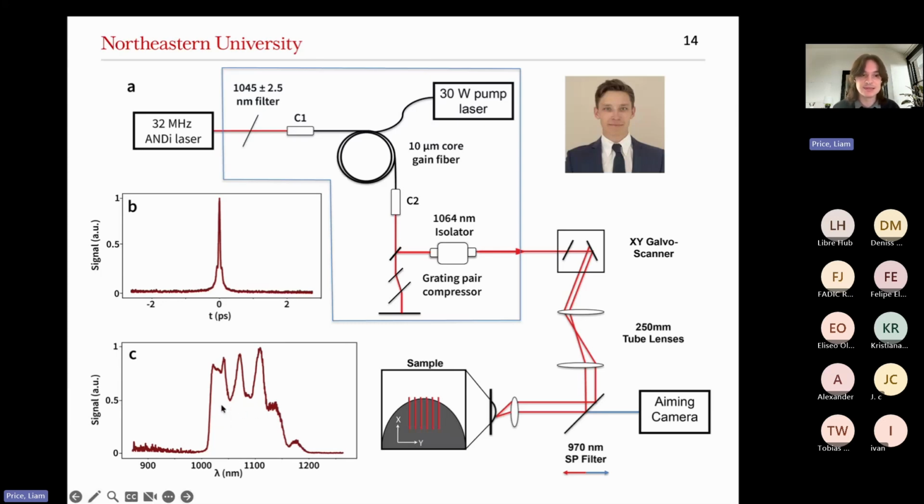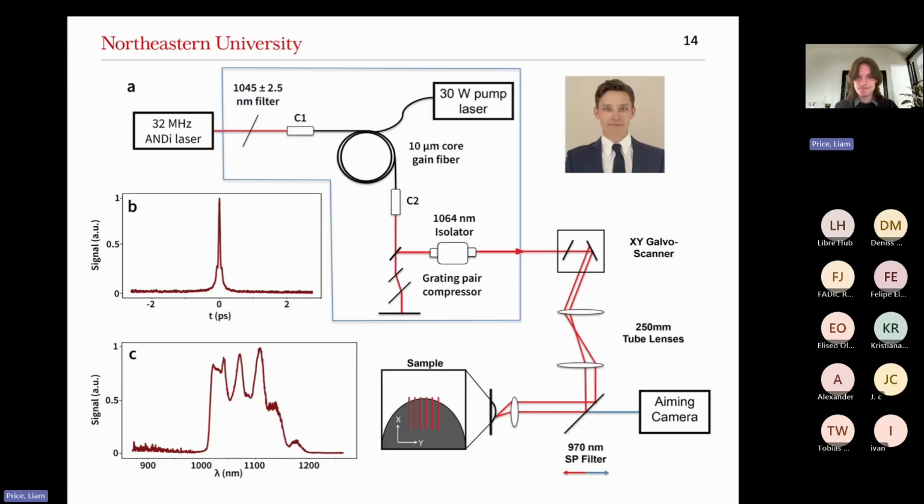So we get these pulses that are approximately 150 nanometers in bandwidth. And after compression, we are able to see pulses that are sub 50 femtoseconds, down towards 40 femtoseconds even, depending on how cleanly we set things up.